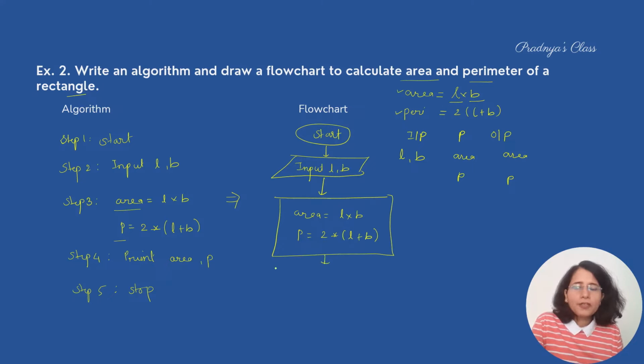After calculation we have to print the result. For that again we need to take a parallelogram. So print area, and we have taken variable P for perimeter, so I am writing P here. And the last step we have is stop. So for that I am using an oval.